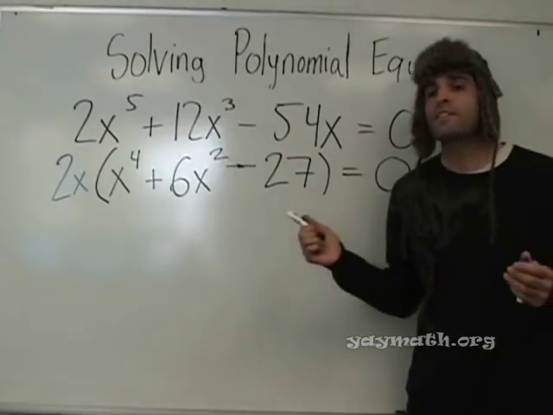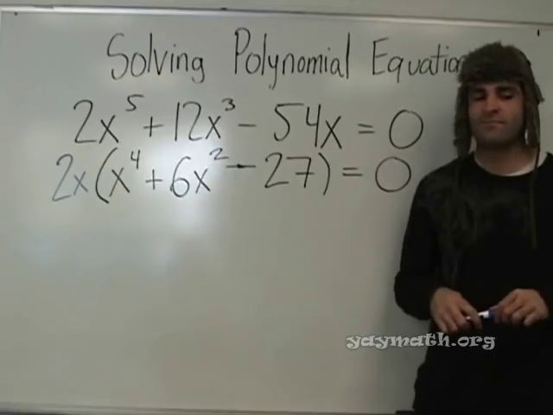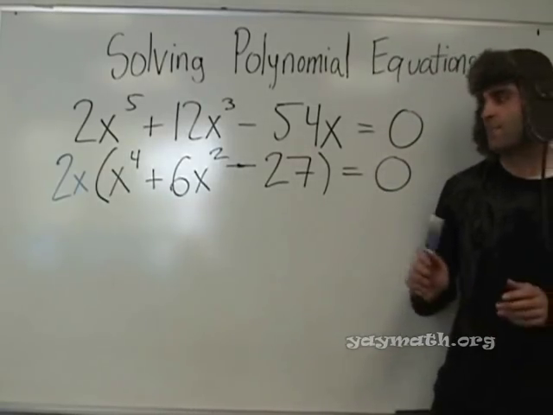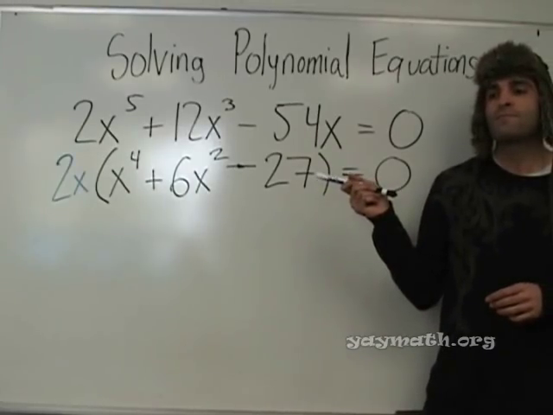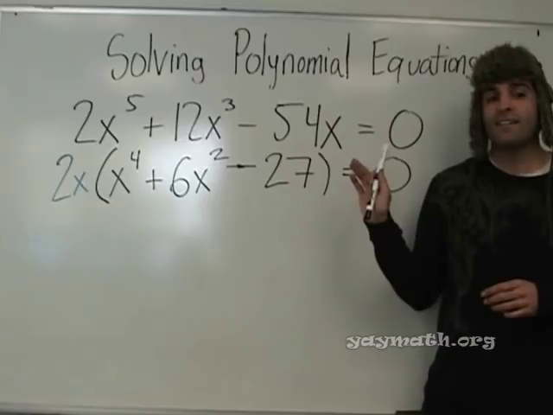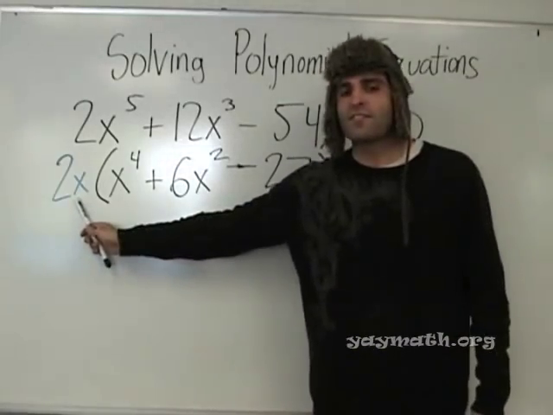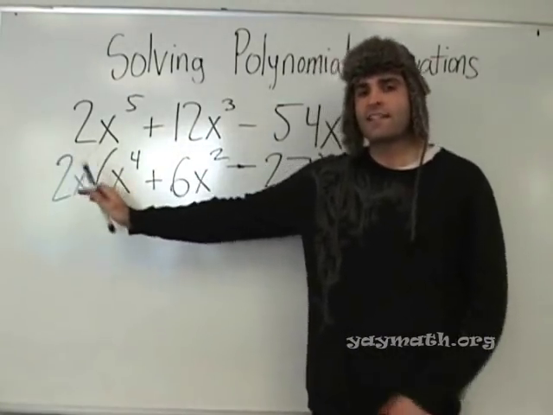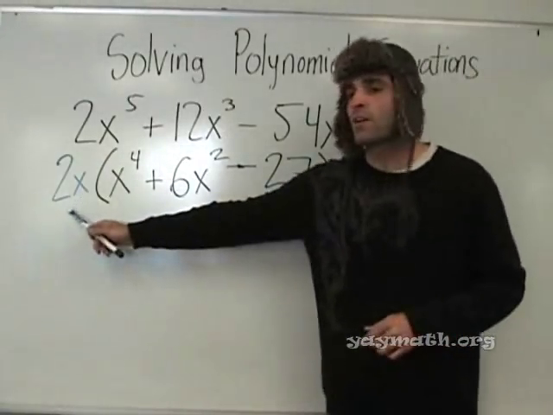Oh, by the way, before we continue, how many solutions will there be? 5 solutions. Why 5? The degree, the highest power. What's one solution already? Can you see it? x equals 0. Because 2x is factored out, so that's going to be one of the factors we set to 0 at the end. But we can already see one of them is 0.